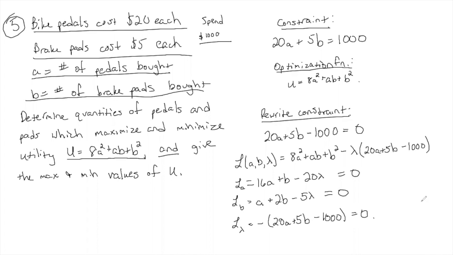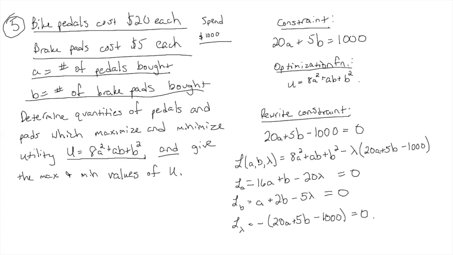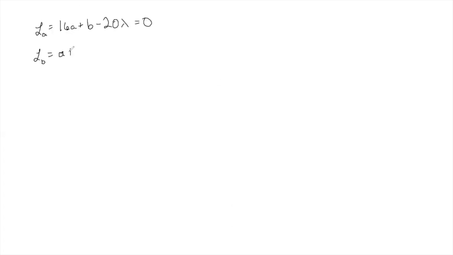All right, let's get a new page here just to organize a little better. So I have 16a plus b minus 20 lambda equals 0. L sub b is a plus 2b minus 5 lambda equals 0. And L sub lambda is just our constraint, 20a plus 5b minus 1000 equal to 0.